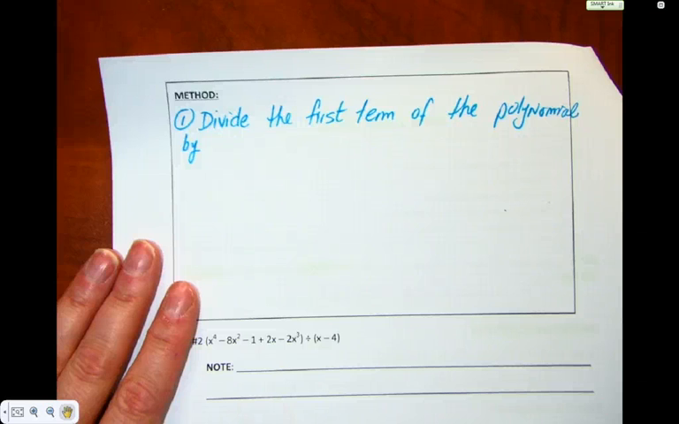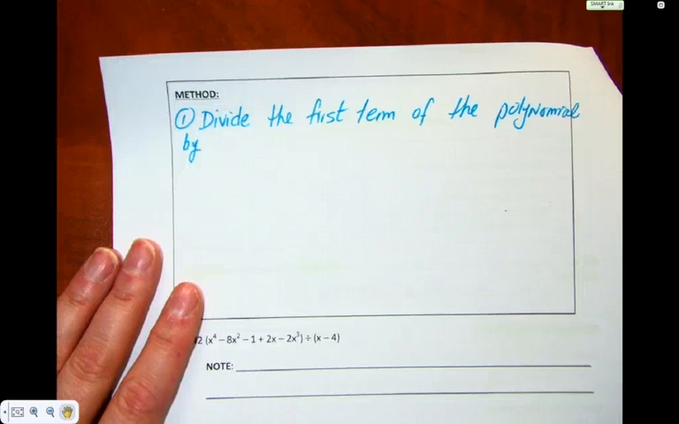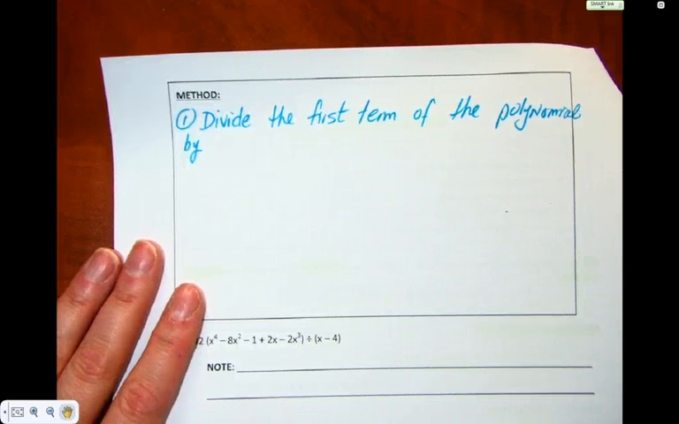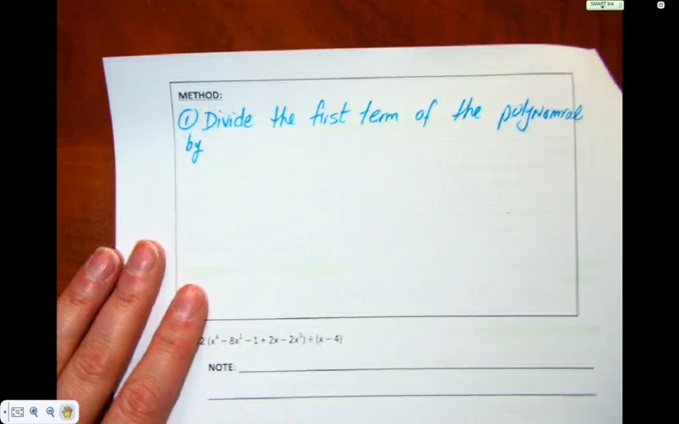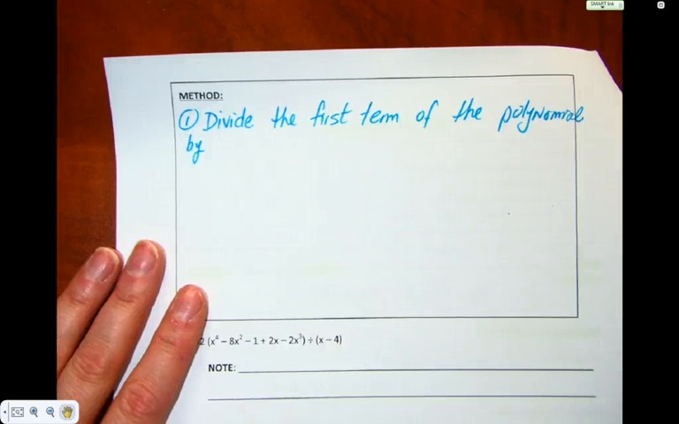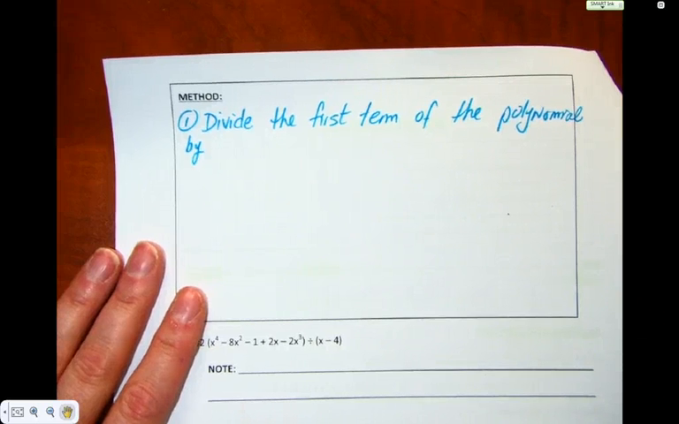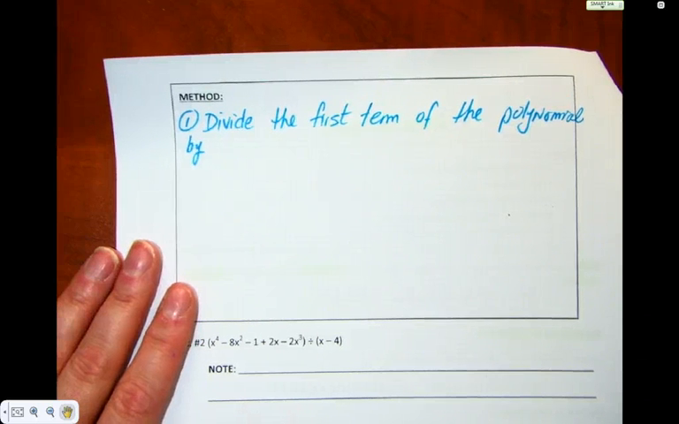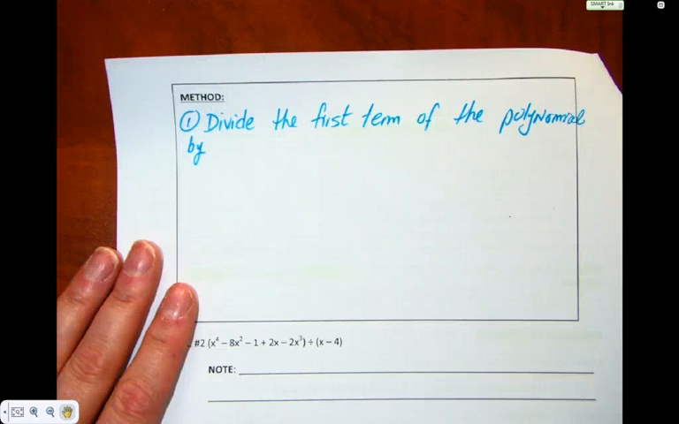Okay, what are we dividing it by? Sorry? What do we call that? It has a name. What do we call the number that you're dividing into something? So if you're dividing 5 into 80, what's the 5 called? It's called the divisor. Okay, so if we write down divide the first term of the polynomial by the divisor, is that correct? Is that enough?